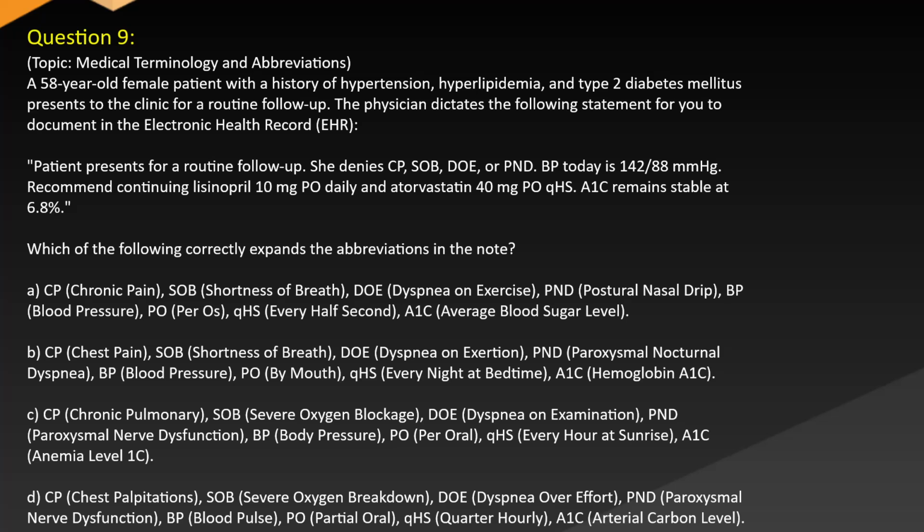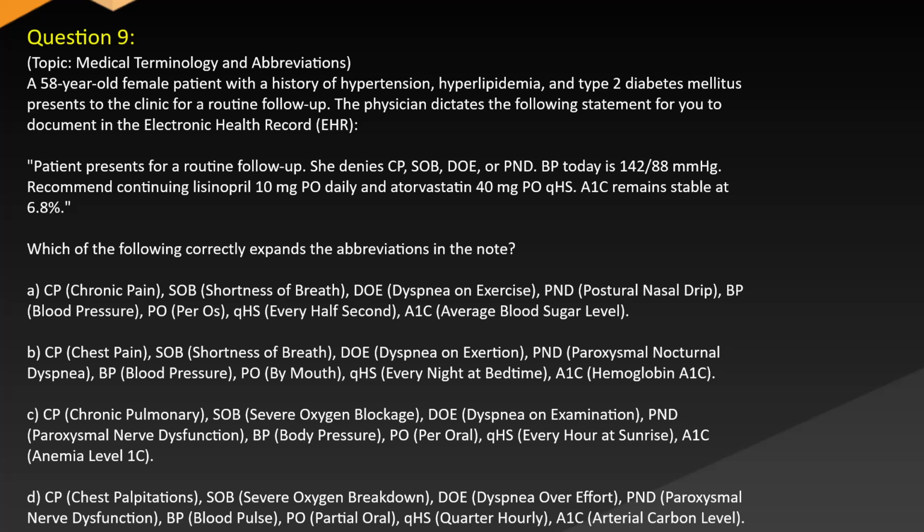Patient presents for a routine follow-up. She denies CP, SOB, DOE, or PND. Today BP is 142/88 mmHg. Recommend continuing lisinopril 10 mg daily and atorvastatin 40 mg QHS. A1C remains stable at 6.8%. Which of the following correctly expands the abbreviations in the note?